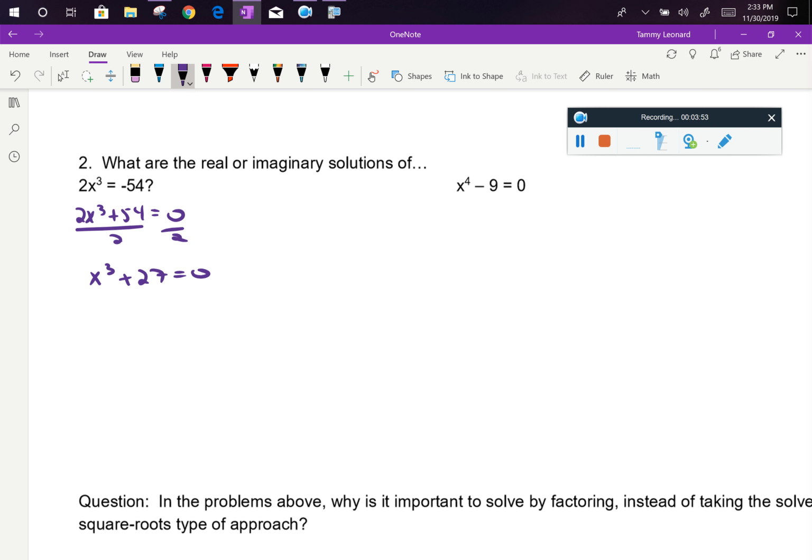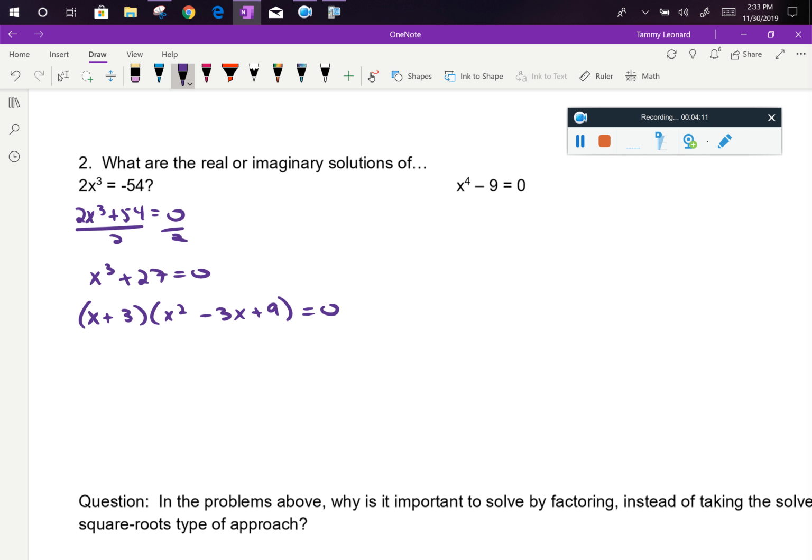When I see x cubed and I see a perfect cube, I should realize that I'm dealing with the sum or difference of cubes. So this is going to factor into x plus 3, that's going to be my binomial factor, times the trinomial x squared minus 3x plus 9, set equal to 0.